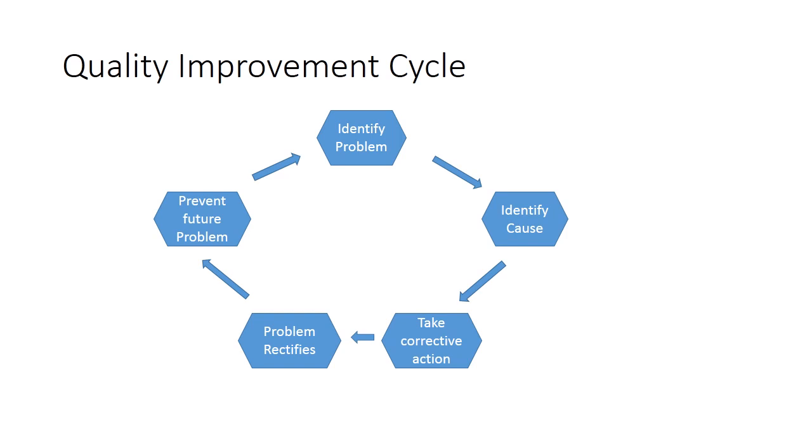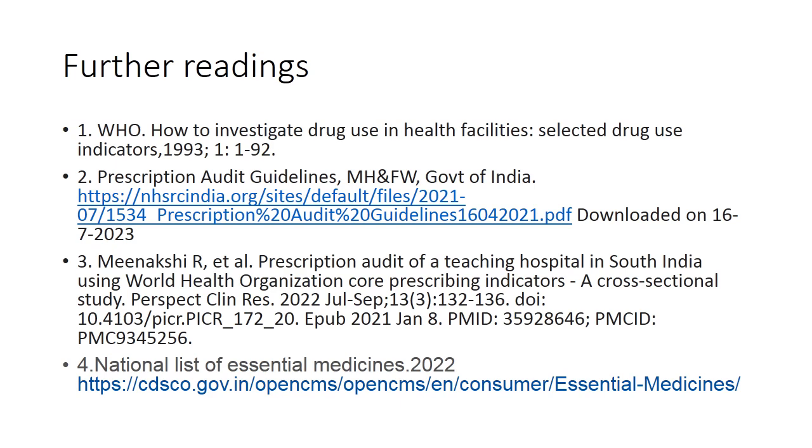So, once we have found out, then this is a cycle of quality improvement. We identify the cause, take corrective action. If the problem is rectified, it's okay. Then we will try to prevent future problems, and then this cycle will go on. Therefore, the prescription audit cycle or quality improvement cycle can be done by cyclic periodic prescription audit. There is a resource which can be accessed.